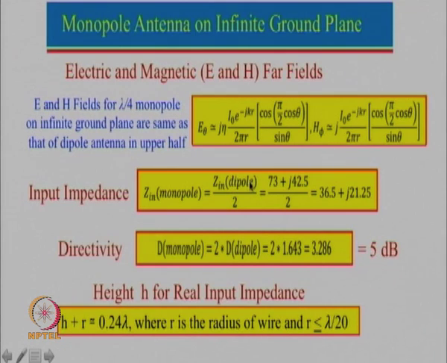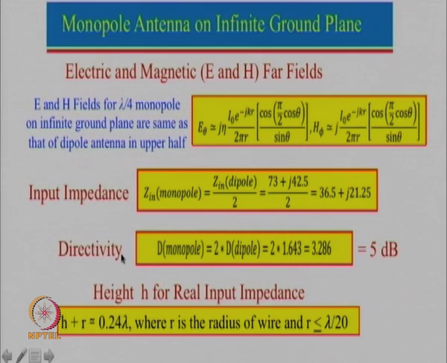If it is lambda by 2, it has an impedance with a real part as well as an imaginary part, given by this. But if we design as before for real input impedance, we had seen that the dipole should be slightly smaller than lambda by 2, and then this impedance was roughly about 68 ohm. So 68 divided by 2 will be approximately 34 ohm.